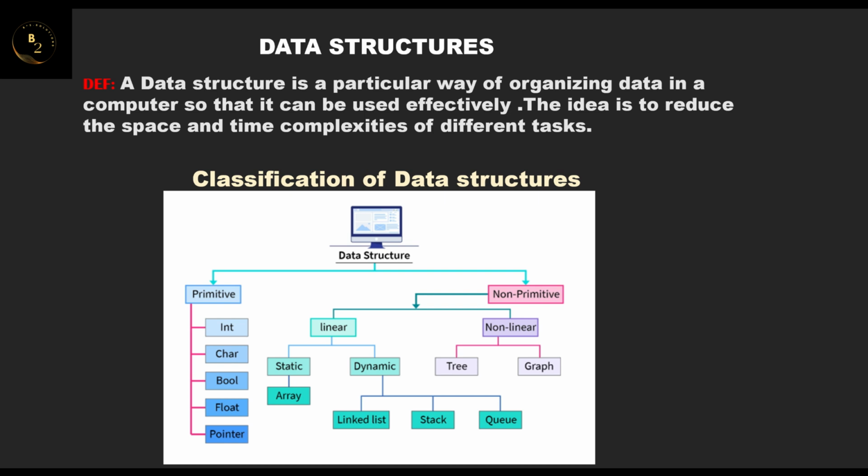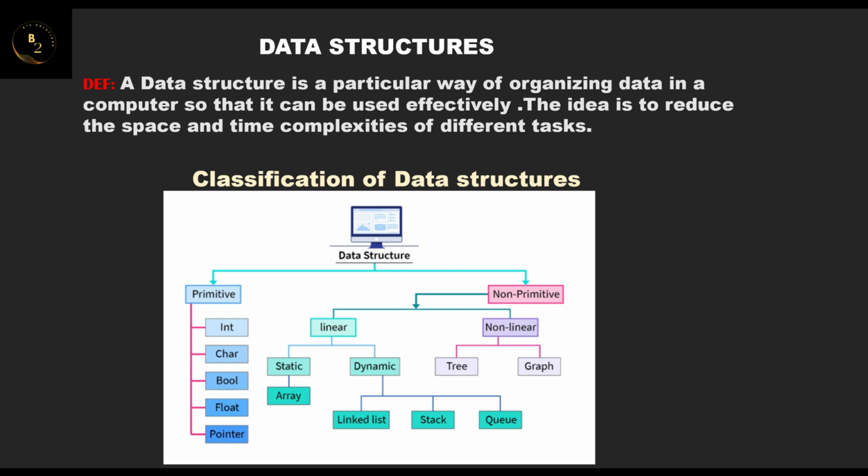Okay, coming to the classification of data structures. The data structures are mainly divided into two types. One is primitive and another one is non-primitive. In primitive data structures, there are 5 types. One is integer, character, boolean, float, pointer. And coming to the non-primitive data structures, these are divided into two types. One is linear, another one is non-linear. In linear data structures, there are two types.